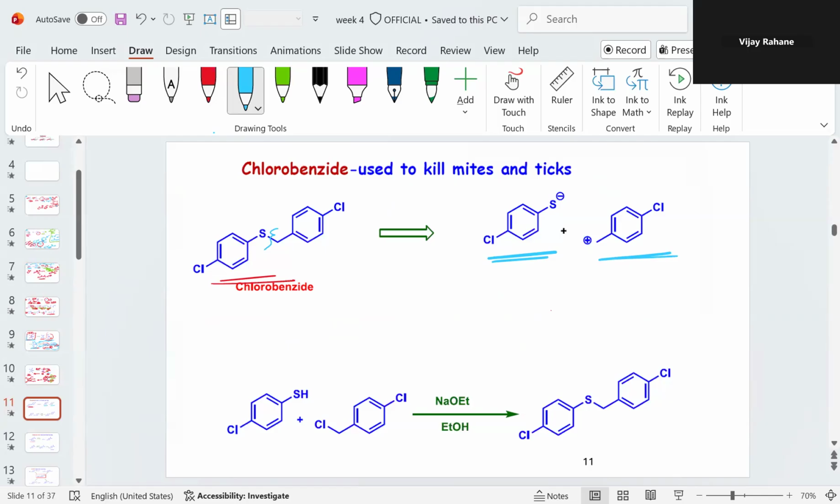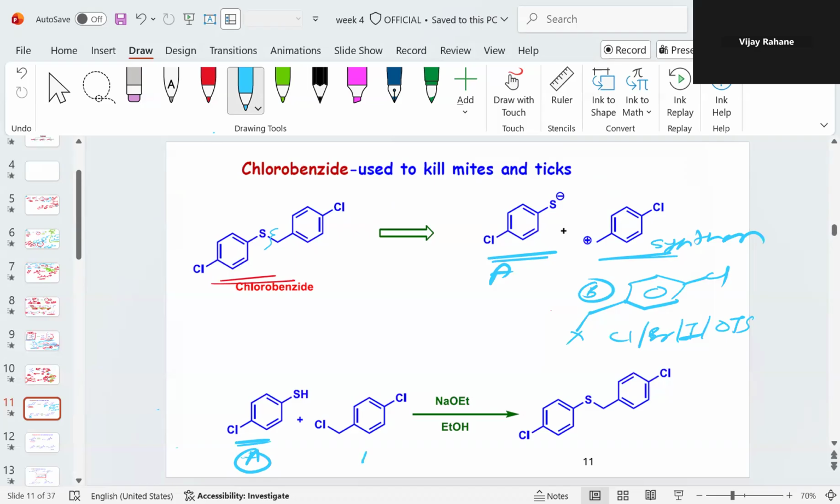If you look at this, this is the synthon, that is the charged species. What is the synthetic equivalent for this one? The synthetic equivalent can be either CH2X, and this X can be either a chloro, bromo or iodo compound, or maybe tosylate, basically a good leaving group. And if you look at the linear synthesis, this is the starting material A, and this is the starting material B.